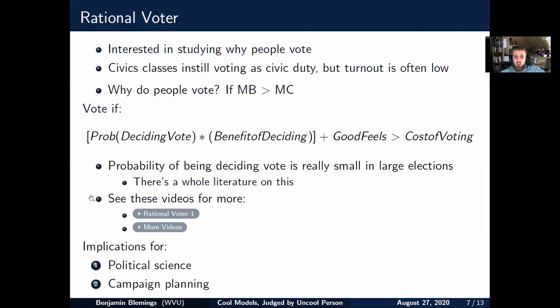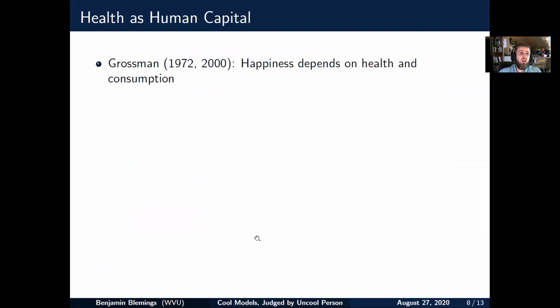And there's a whole literature on this that you could see these videos here for more of an explanation if you're interested in that. And these have implications for political science and planning campaigns: how do you get the voters that are going to vote for you out to vote so that you win an election.